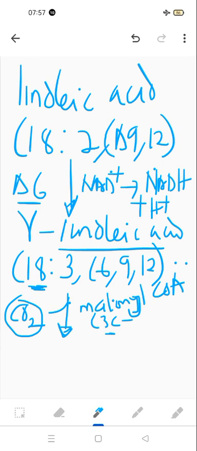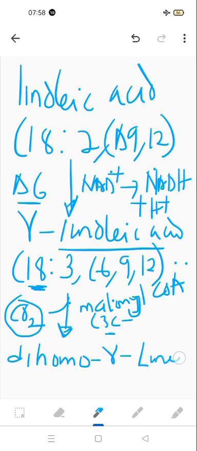So it gives us a 20 carbon derivative called dihomogamma linoleic acid, which is a 20 carbon organic compound with 3 double bonds. Now, because of the addition of 2 extra carbons, the position of the double bonds changes along with the elongation.